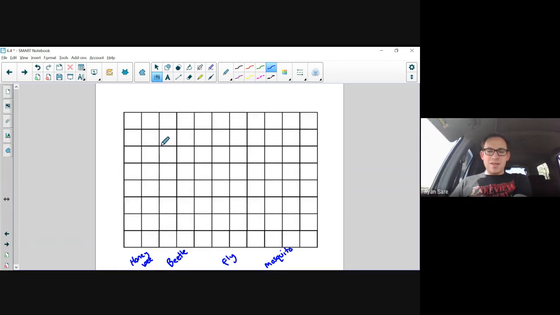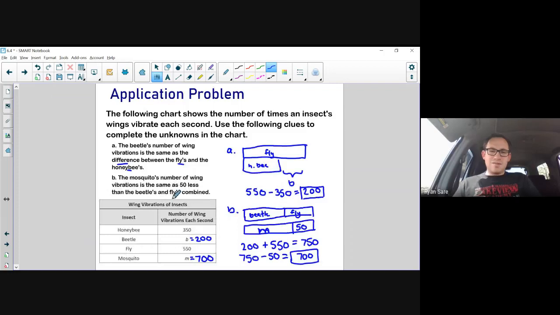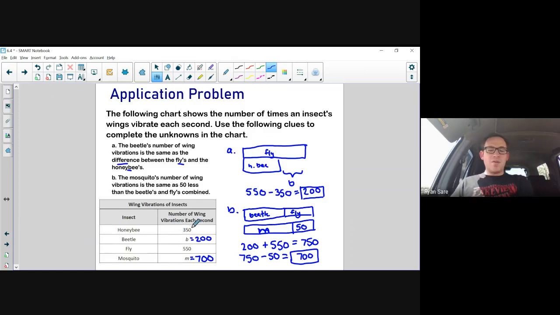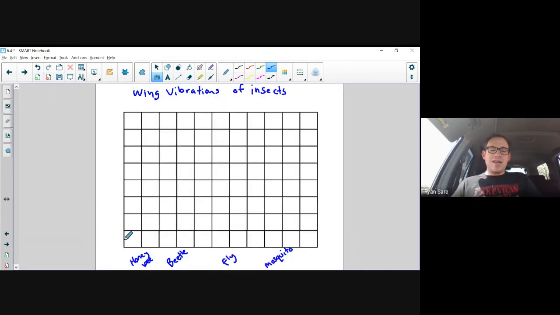Well, the name of this is the wing vibration of insects. So let's go ahead and title that wing vibrations of insects. Okay. The honeybee is at, so I need to figure out the scale next. If I had a scale of 1, I don't have enough. It's going to go really high. If I did 5, I could get up to 5, 10, 15, 20, 25, 30, 35, 40. If I had 10s, I'd be able to get up to 80.